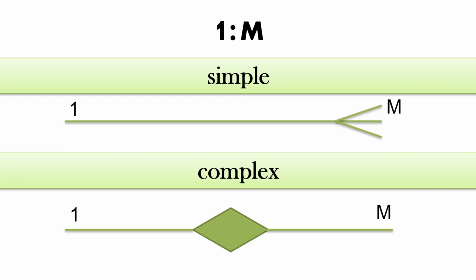So let's simplify it. Let's say a simple line with a crow's foot, or a 1 and an M, is a one to many, and a complex way of that is putting a diamond in the middle to signify what relationship it is. So start off with something simple, and then if you want to add more detail later, make it more complex.